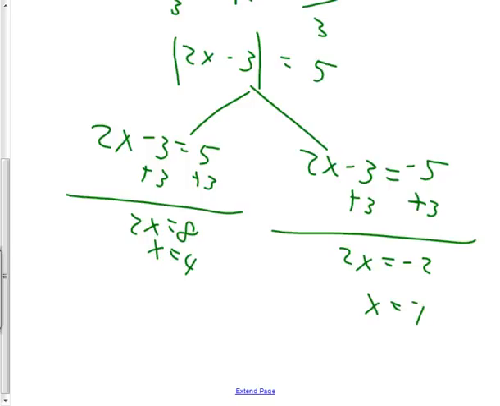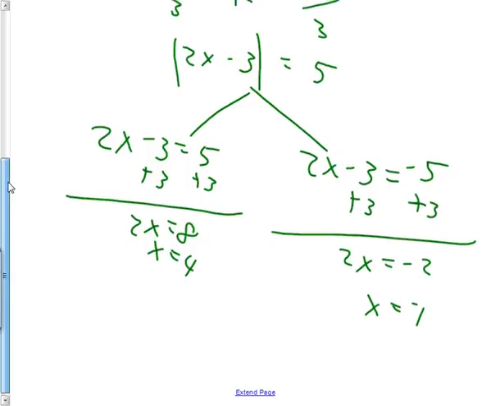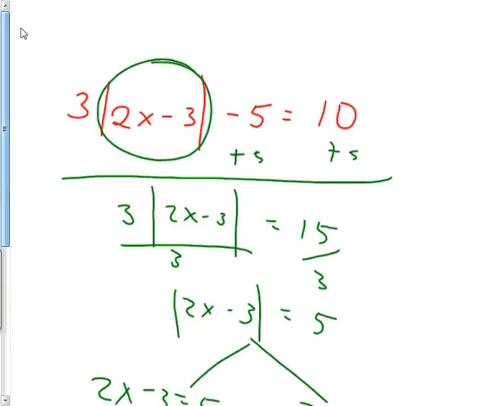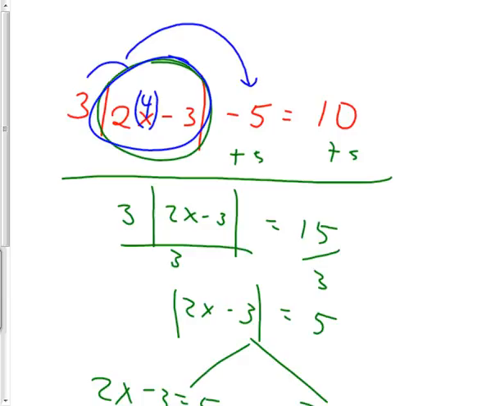Are you positive that they're right? Not until you've checked them. Because sometimes you do everything perfectly, and it turns out that it didn't really work. So let's go back and check it. Stick in 4. Just do it with me. Just say it verbally. What's 2 times 4? 8 minus 3, 5. Absolute value of 5 is 5. 5 times the 3 is 15 minus the 5 is 10, and it worked.